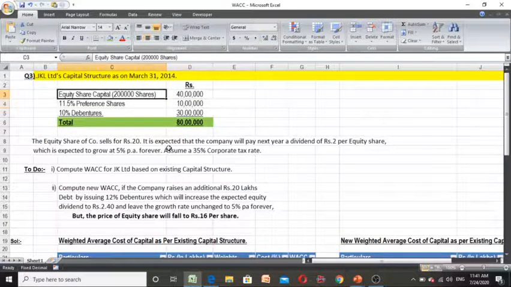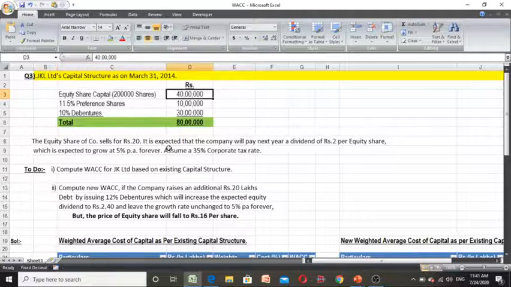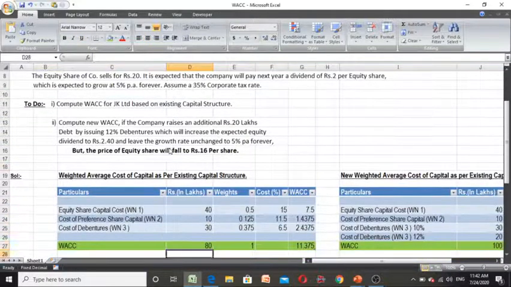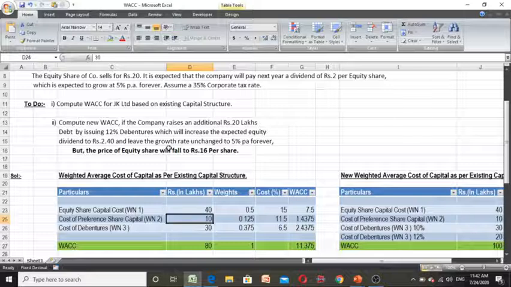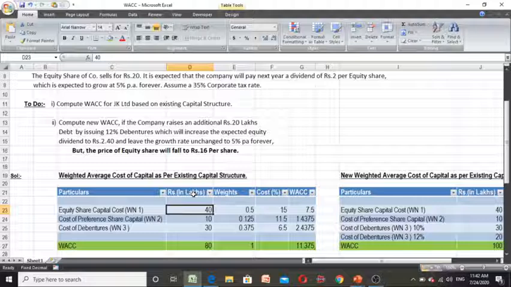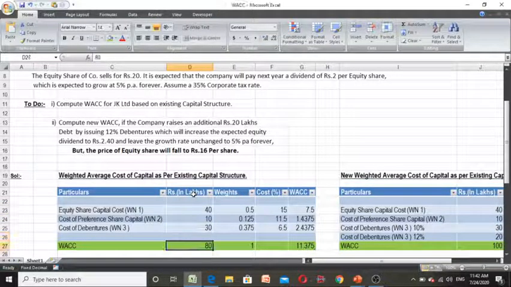We have seen that the equity share capital is issued worth rupees 40 lakhs. Same way, preference shares for 10 lakhs and debentures for 30 lakhs. So 40, 10 and 30, we will record the same figures over here. Okay, so just give the column heading as rupees in lakhs and write in short 40, 10 and 30. Okay, and the total of these three comes out to be 80.